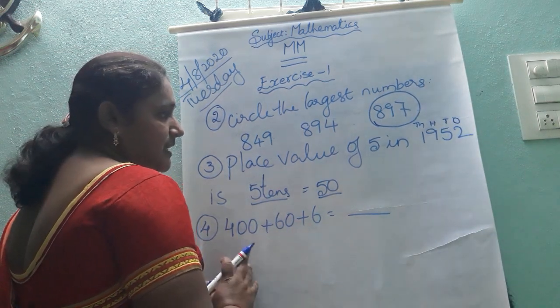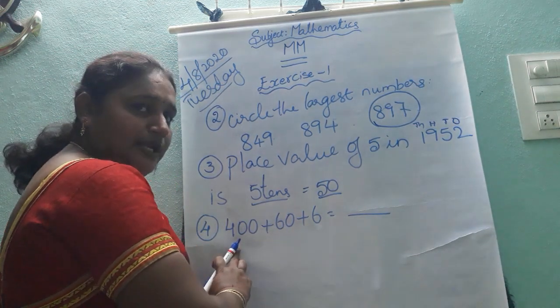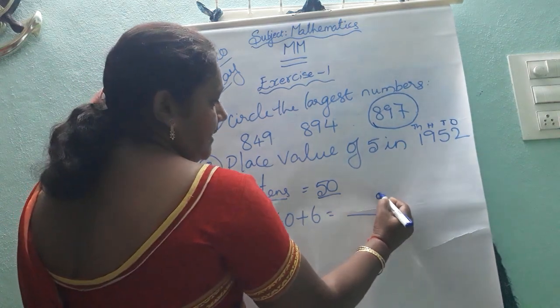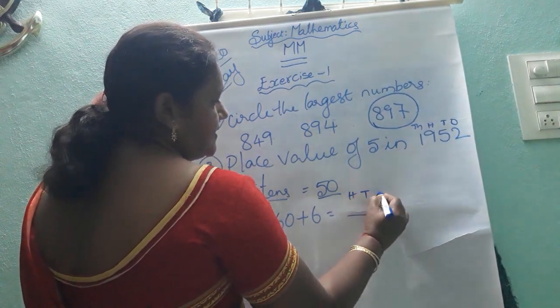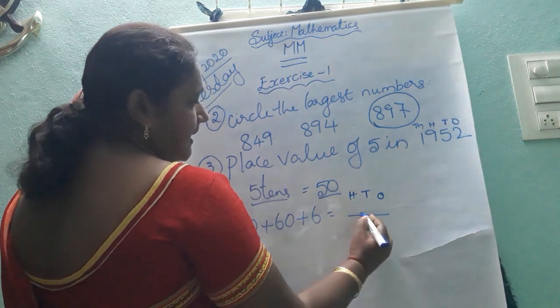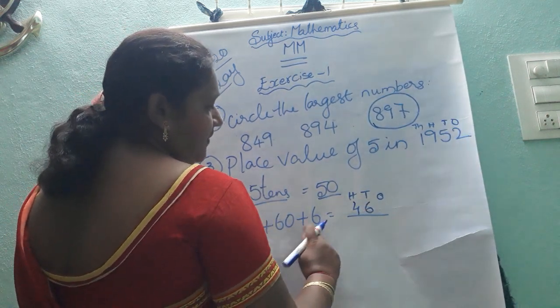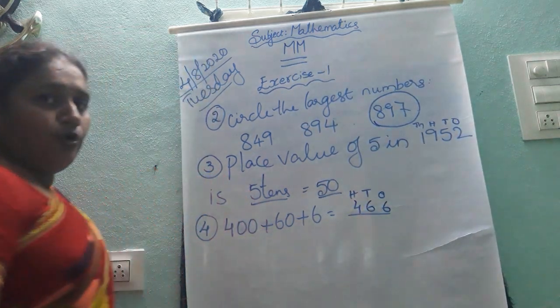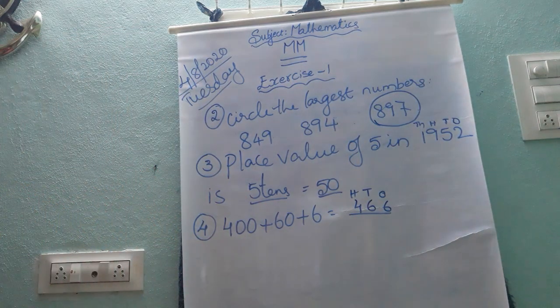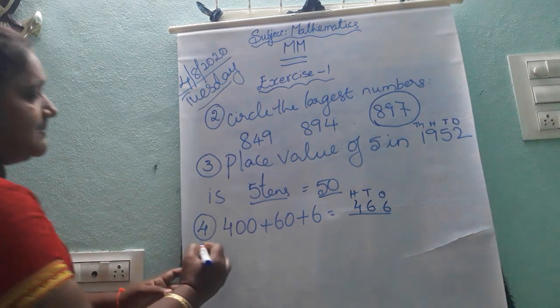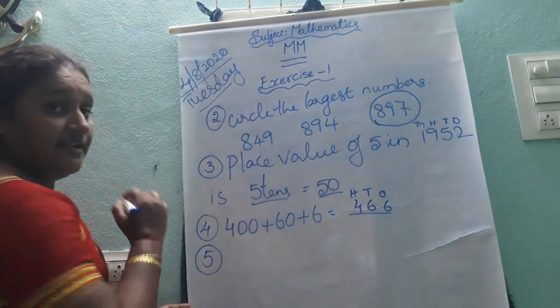So how many place values were given? Up to the hundreds place value was given. So write ones, tens, hundreds. How many hundreds are there? 4 hundreds. How many tens are there? 6 tens. How many ones are there? 6 ones. 466. 466.